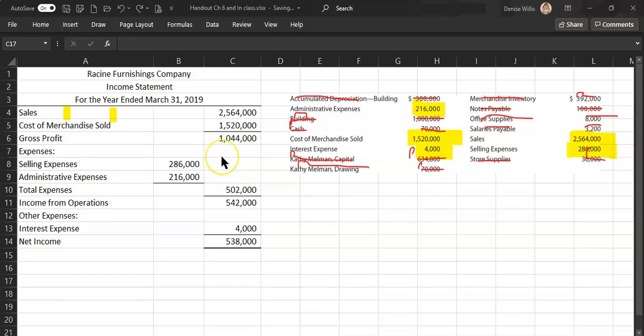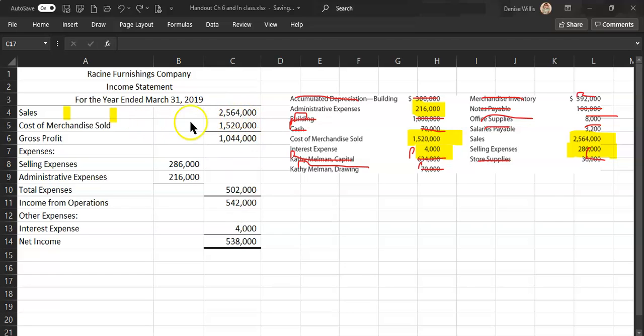That's all it means. If this had been a single step instead of a multi-step income statement, you would not differentiate all these places. You would just have all your revenues listed. In this case, it's just sales, and then you'd list all of your costs and expenses, including cost of merchandise sold, selling, administrative, and interest expenses all together to come to net income. You'd have the same answer. It would just look a little different.